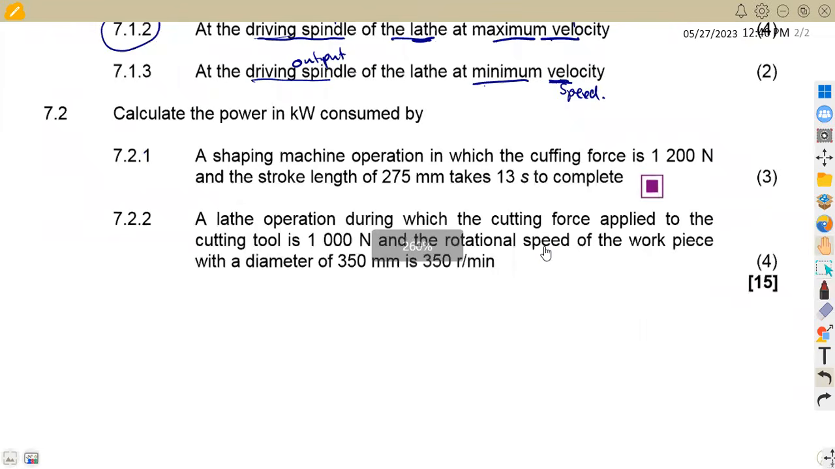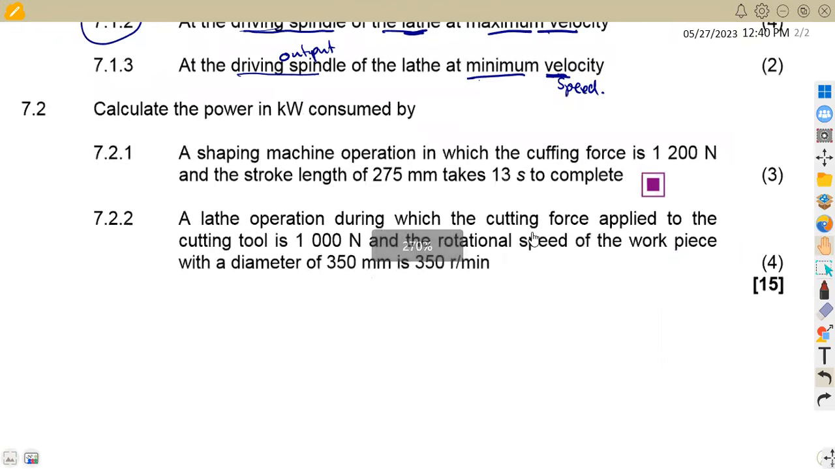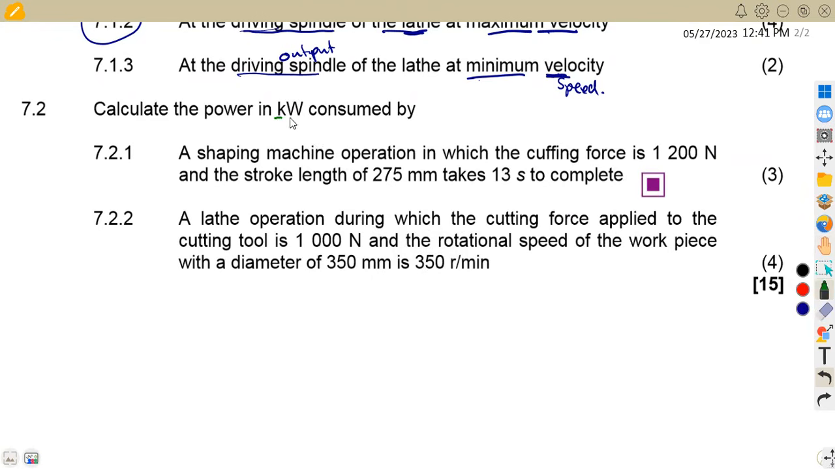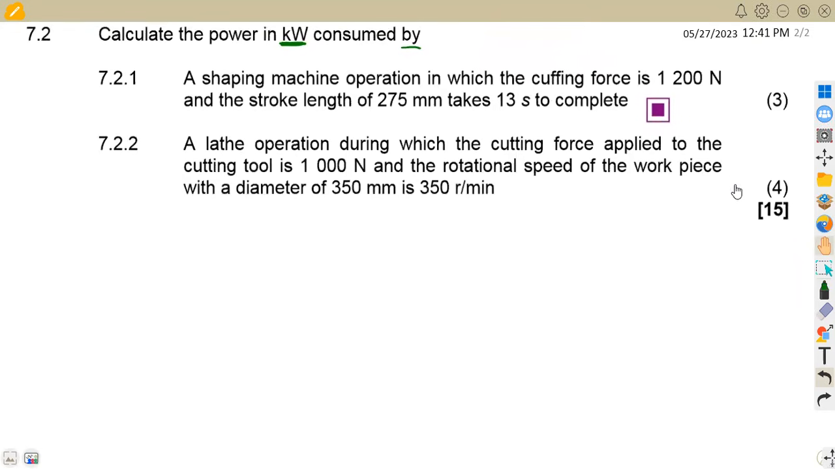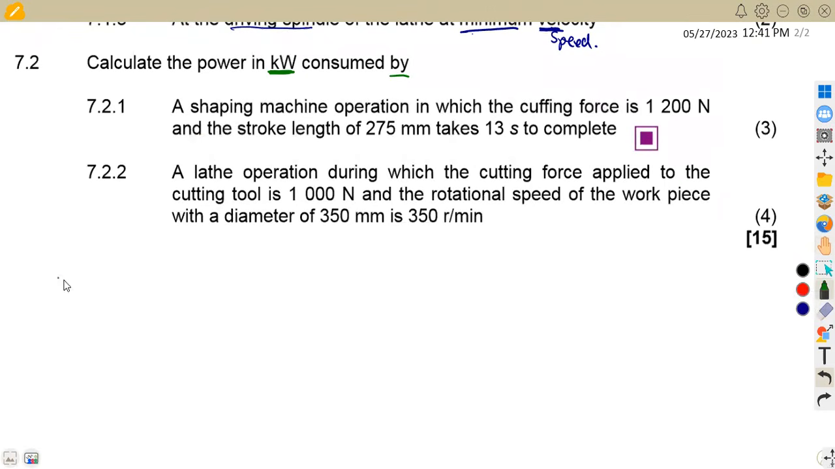If we check on 7.2, we are now given the other part of the question, which is to calculate the power in kilowatts. And take note, they gave us an instruction here: in kilowatts. So let's start with the first part of the question, that is 7.2.1. We need to calculate the power, but this power is supposed to be in kilowatts.